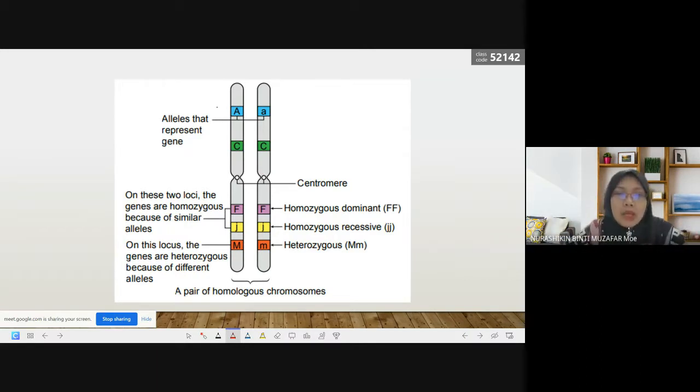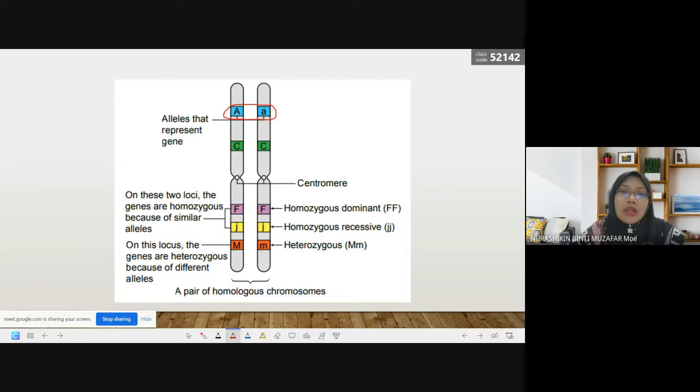Okay. So look at this. In this homologous chromosome, they carry genes. The genes must be located at the specific locus. So example for this, allele that represent gene. Kenapa dia allele? Because they pairing ni. So they carry the same gene. Example, height, maybe your color of skin.